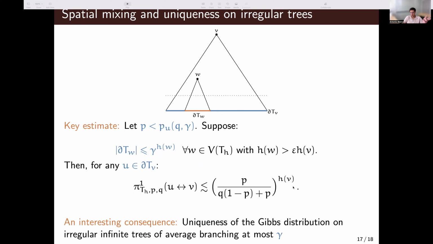And as a byproduct of this strong decay, not only will we get the mixing time result that we require, we also show the uniqueness of the Gibbs distribution for this class of irregular trees.